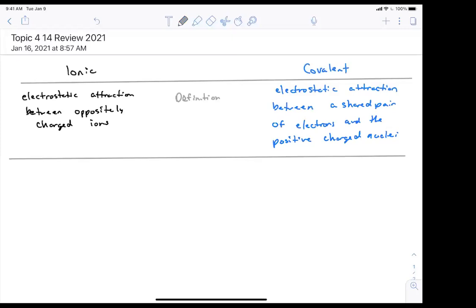So first of all, you have to establish the definitions of these two and compare them. It's a very popular multiple choice question where they ask which one best defines ionic bonding or which one best defines covalent bonding. And so that's a quick question, understanding what the attraction is.